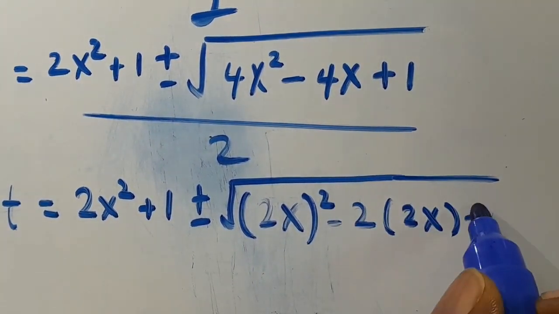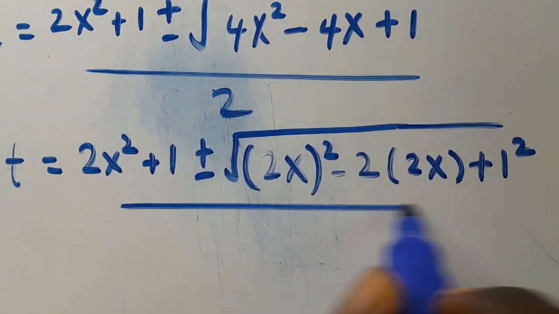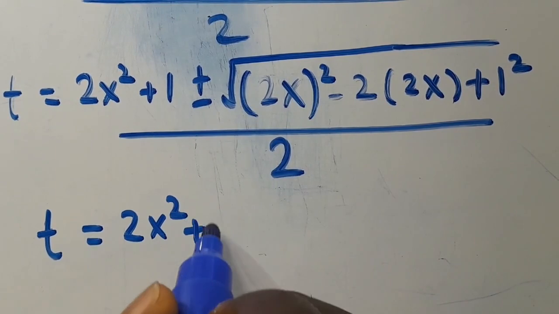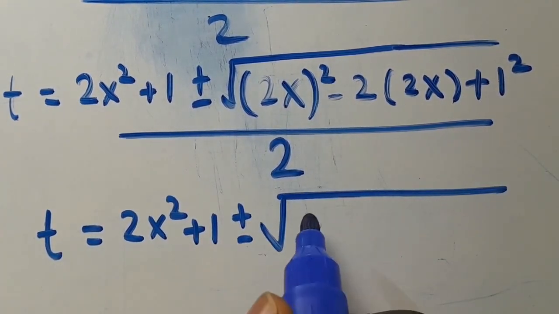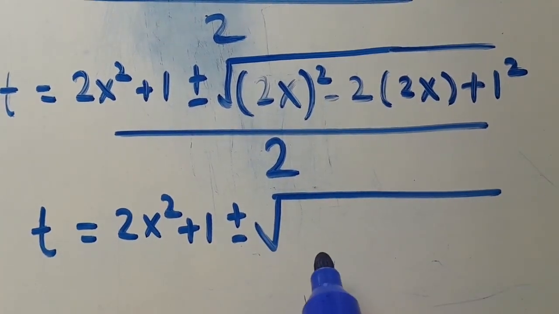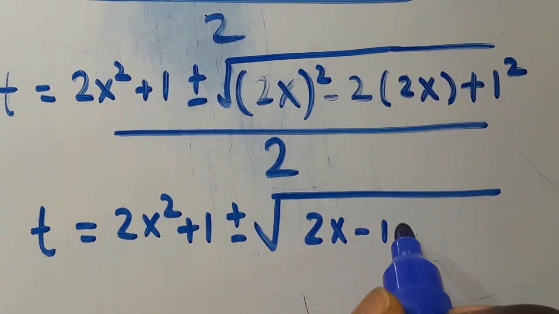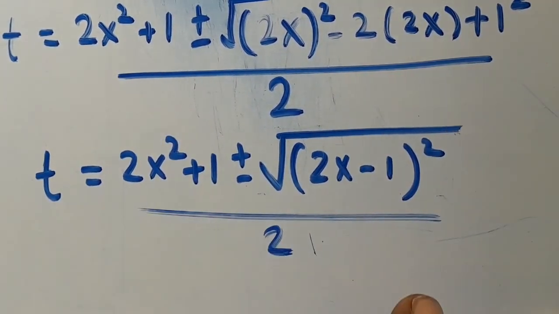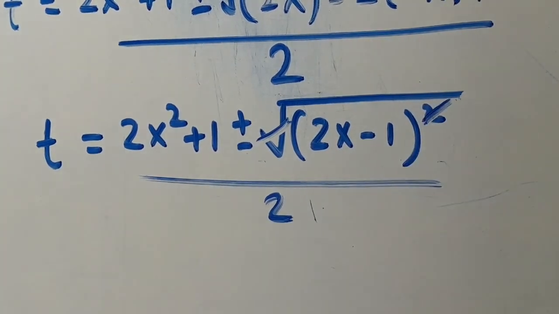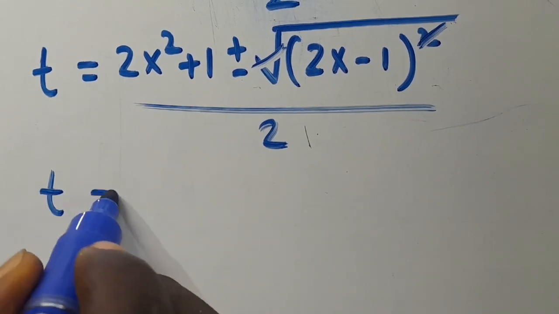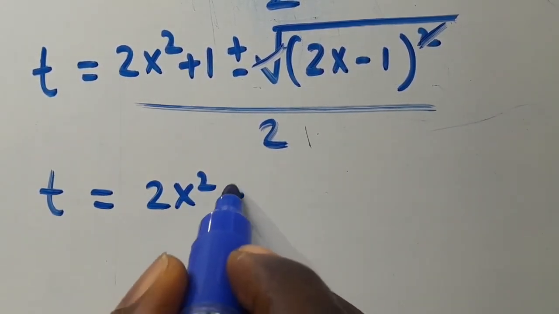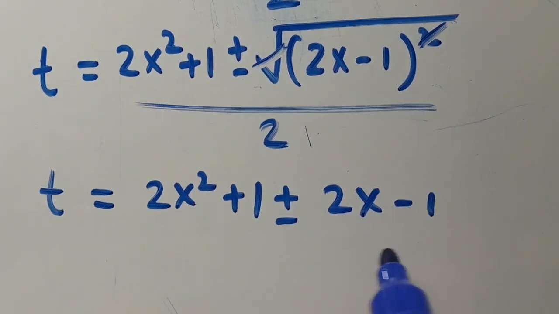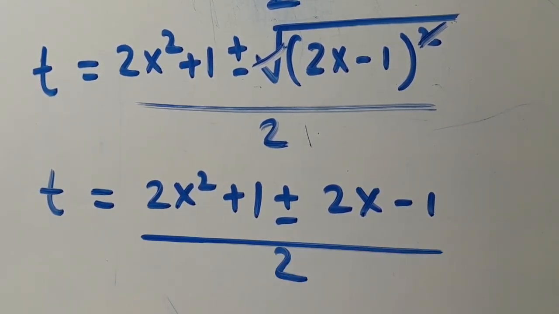Then we can also have 1 to be plus 1 square, all divided by 2. So we have t equals 2x squared plus 1, positive or negative, root of 2x minus 1 all to the power of 2, then divided by 2. Mind you, this and this will cancel. So we are going to have t equals 2x squared plus 1, positive or negative, 2x minus 1, then divided by 2.